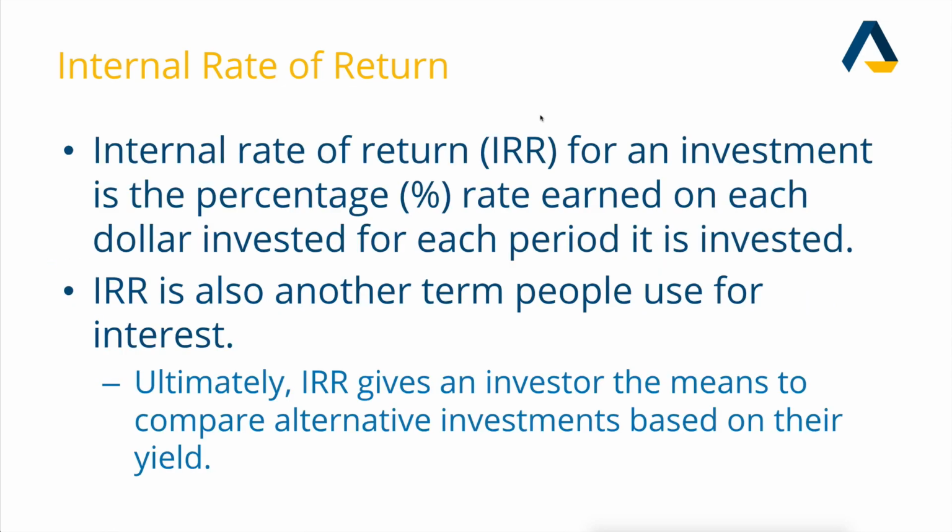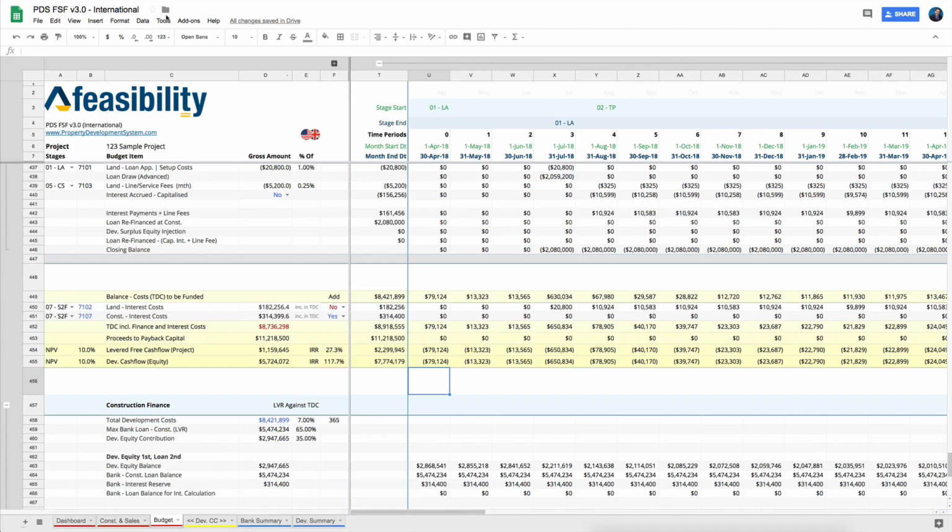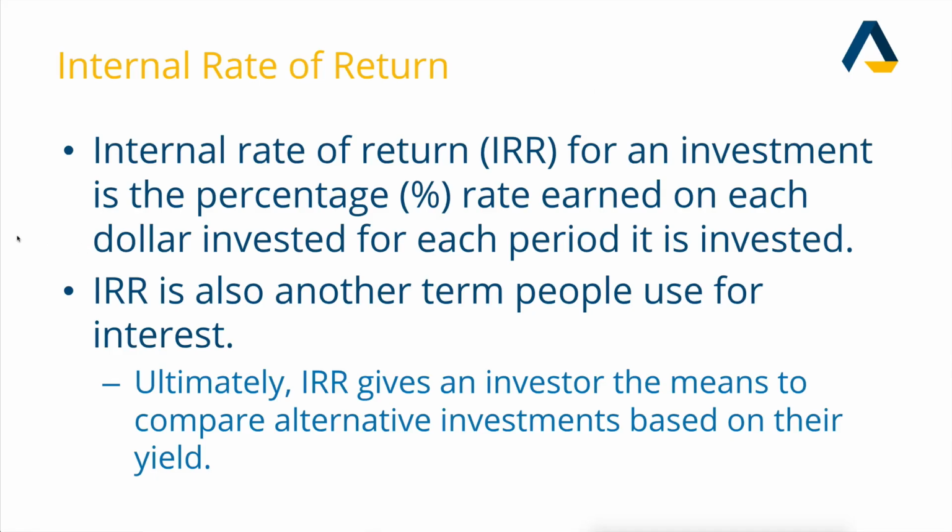So internal rate of return for an investment is the percentage rate earned on each dollar invested for each period it is invested for. What this is telling me is that if our project, this is the international version again, was making 27.3%, that's the return I'm getting on each dollar for every period that it was invested for. IRR is also another term people use for interest. Ultimately, IRR gives an investor the means to compare alternative investments based on their yield.